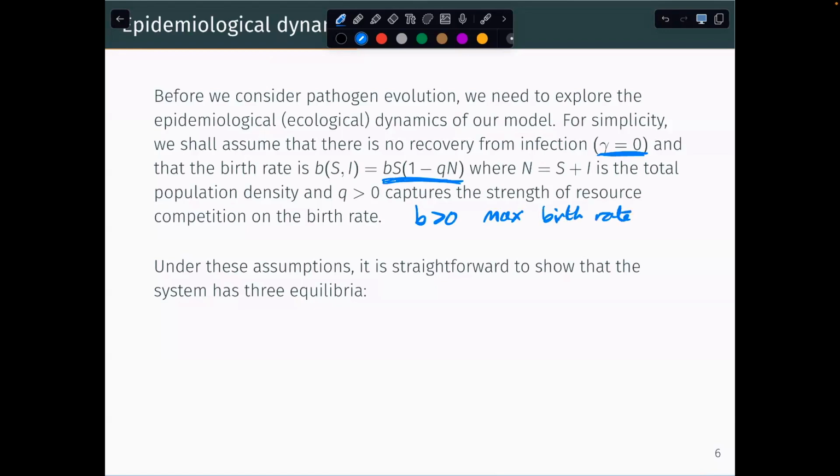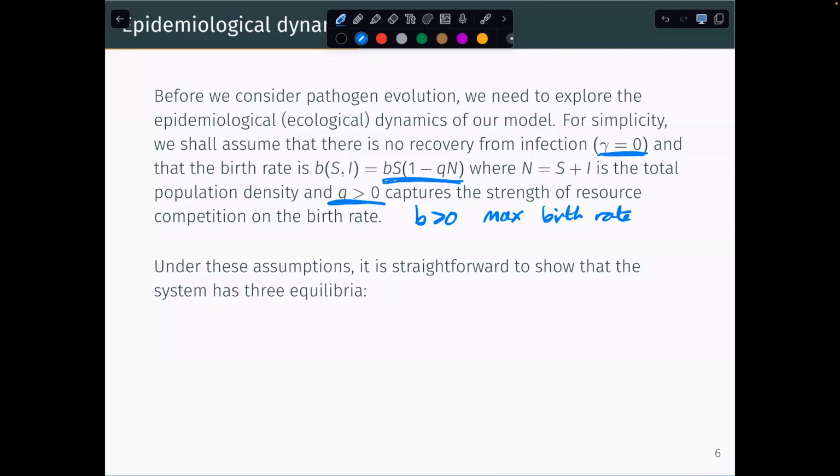N is our total population size. We assume that only susceptible individuals, so infected individuals, are not going to be reproducing here, and that there's some density-dependent parameter Q. This Q is essentially controlling the strength of density dependence on births. In other words, the more individuals there are in the population, the fewer resources there are to produce new individuals.